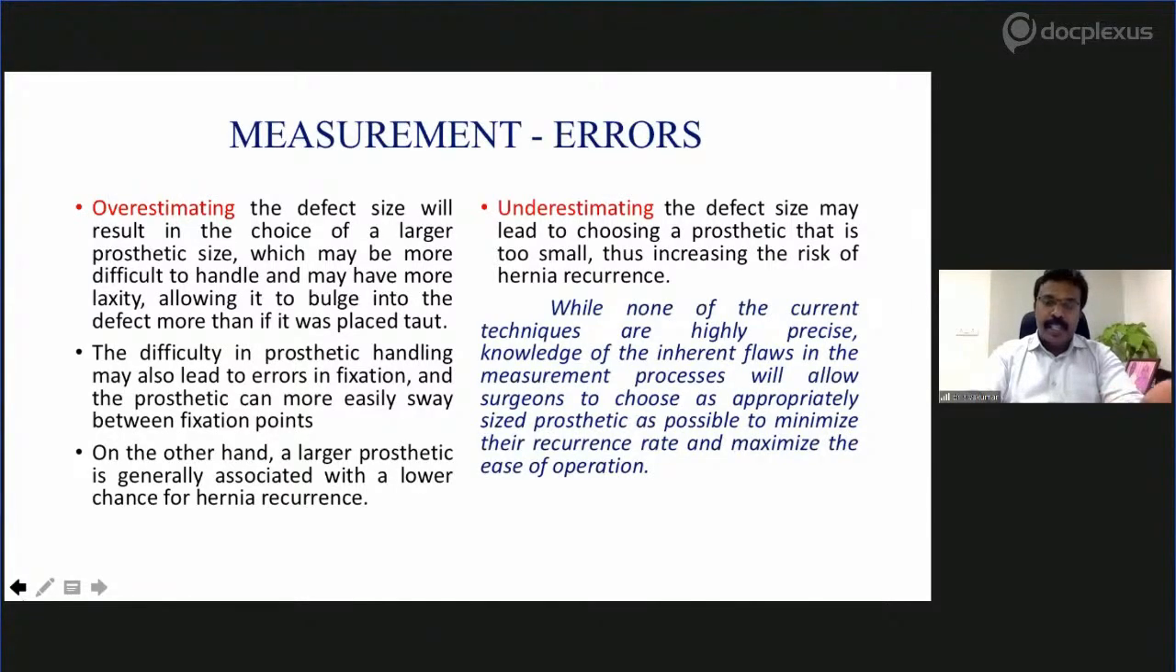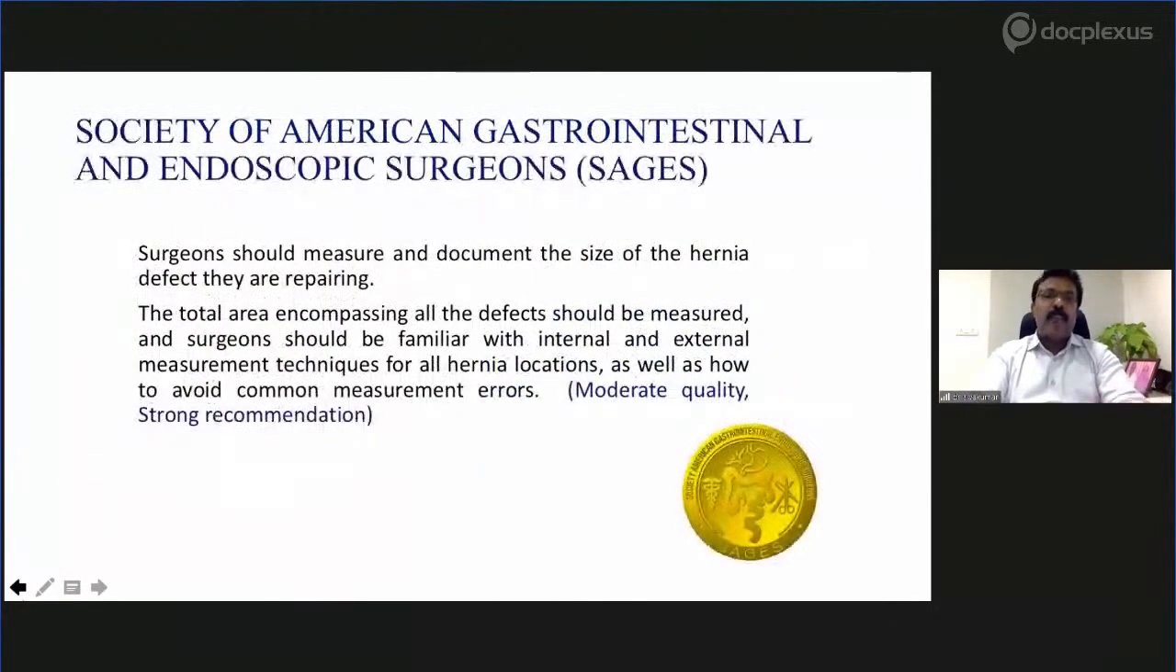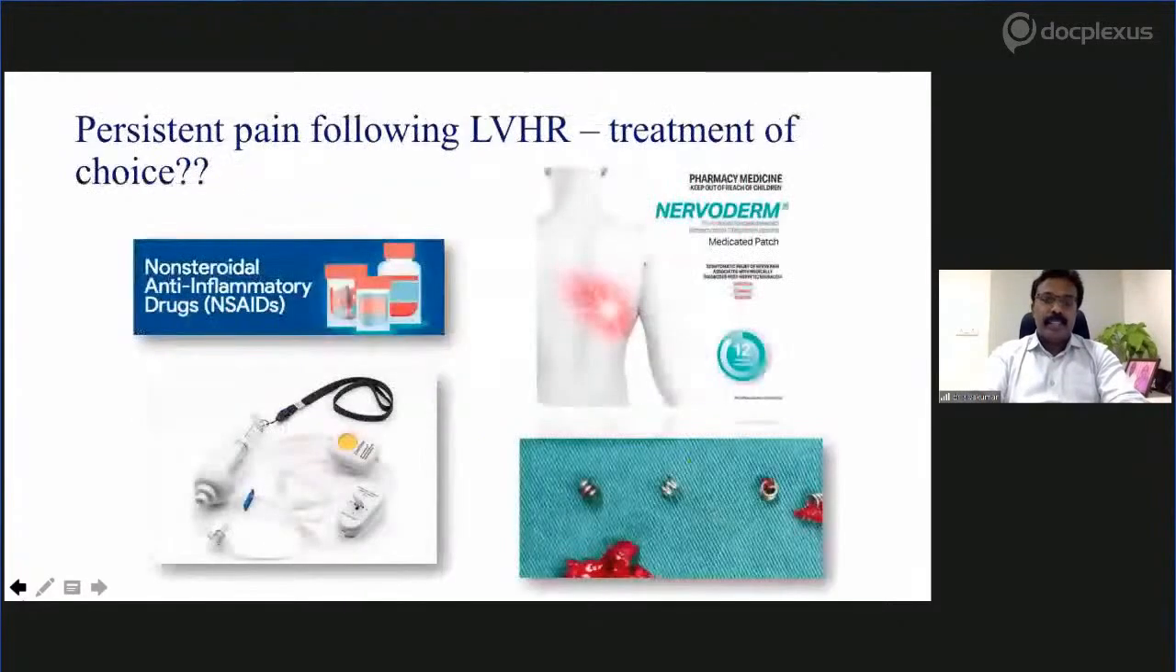That's why, like Dr. Flavio was saying, a CT scan or an ultrasound before the surgery to know the defect size and any multiple defects will be helpful. Even the Surgical Society of SAGES is saying the same thing.